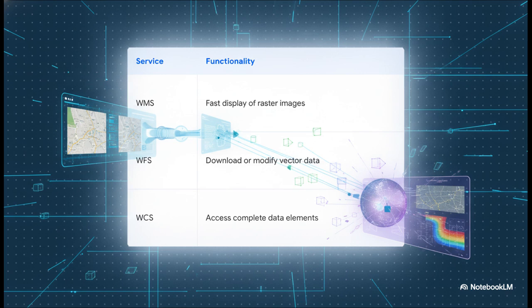But what if you're an urban planner who needs to actually download and edit the specific borders of a property line? That is where the Web Feature Service, or WFS, steps in, sending you detailed modifiable vector data elements. Finally, if you need massive unedited datasets to run complex analyses, the Web Coverage Service, or WCS, delivers the complete coverage payload. It provides access to entire sets of data elements, usually as complex raster data. Together, they ensure the right type of data gets to you in the absolute most efficient way possible.